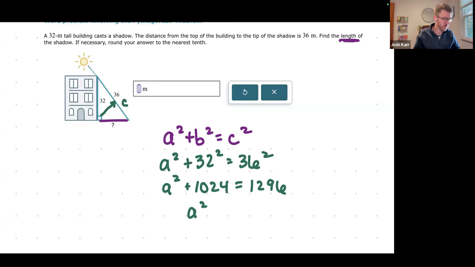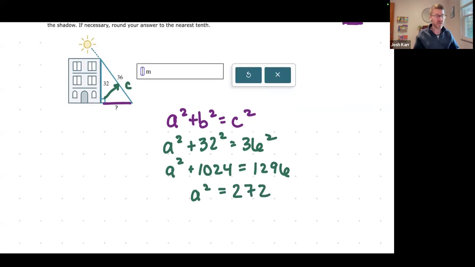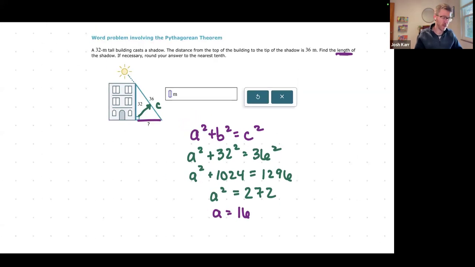And so we get that the square of A is equal to 227. We finish it out by square rooting to do the opposite of squared. And we've got 16.49 is what it comes up as. We need to round to the nearest tenth, and 49 would round to 0.5. So we need to put 16.5. I'm going to put a little m here since we're measuring in meters. Okay. Great job with that.